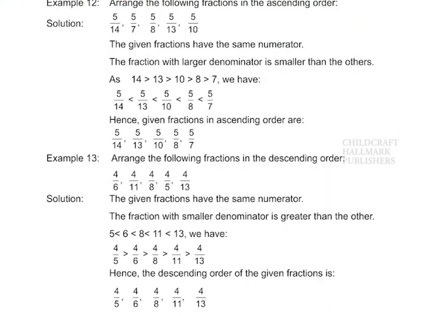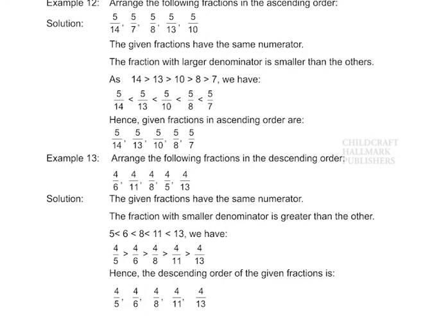Example 12. Arrange the following fractions in the ascending order. Solution: 5 by 14, 5 by 7, 5 by 8, 5 by 13, 5 by 10. The given fractions have the same numerator. The fraction with larger denominator is smaller than the others.